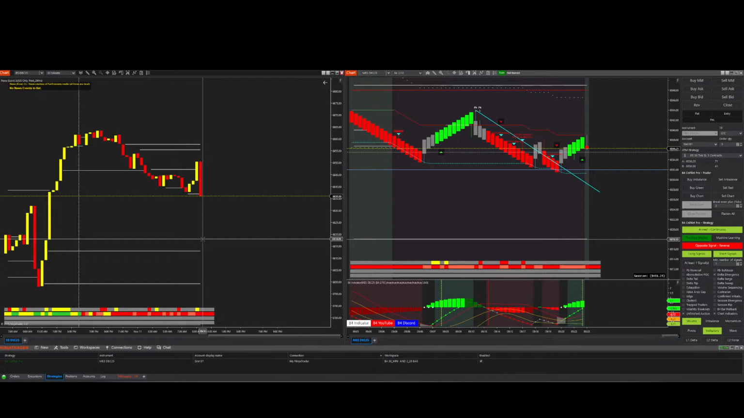And with the overall trend looking to be bearish. Putting this coming up to our zero line.